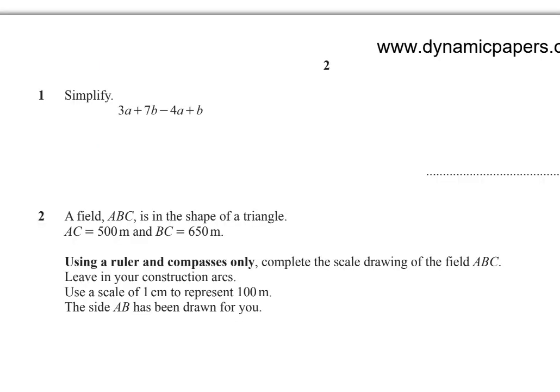Number 1, simplify 3a plus 7b minus 4a plus b. Combine the like terms. 3a minus 4a, so negative a. 7b plus 1b equals 8b. So negative a plus 8b.